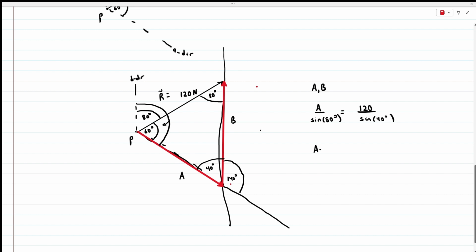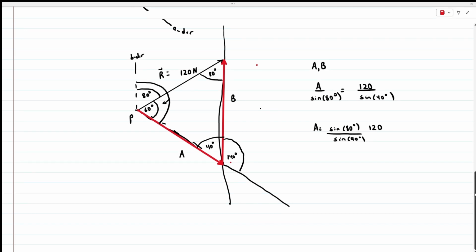Side length A is equal to the ratio of the sines multiplying 120. What about for side length B? Let's find the final answer here. This one is going to be equal to 183.85 newtons.